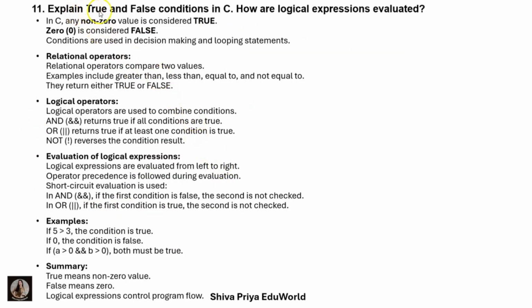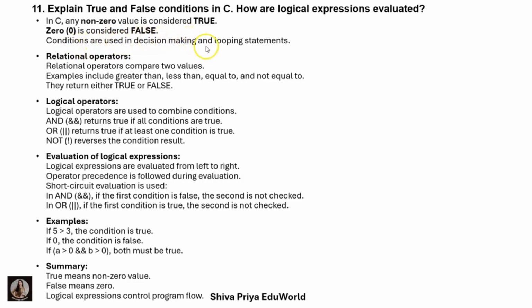And the next question is: explain true and false conditions in C. How are logical expressions evaluated? Here, for true and false, any non-zero value is considered as true, which means 1. 1 means that is true. Any non-zero value is considered as true and 0 is considered as false. Clear? Any non-zero value is considered as true and 0 is considered as false.